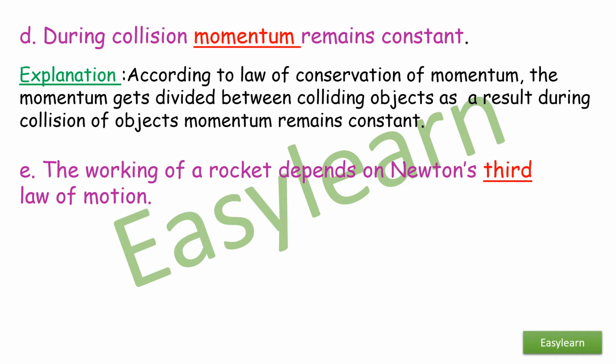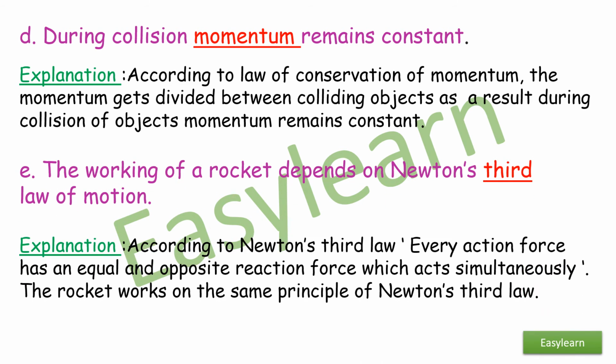E. The working of a rocket depends upon Newton's third law of motion. Explanation: According to Newton's third law, every action force has an equal and opposite reaction force, which acts simultaneously. The rocket works on the same principle of Newton's third law.